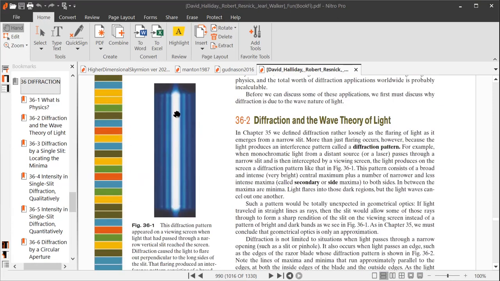This is the picture of the diffraction of a single slit. The brightest one is the central maxima, or the zeroth maxima. This is bright, dark, bright. This bright one is the secondary maxima.